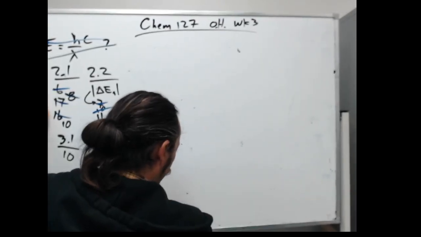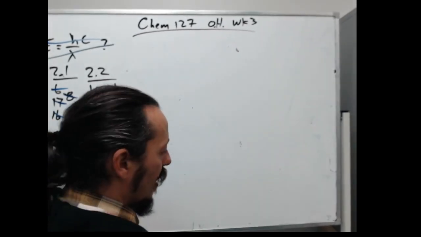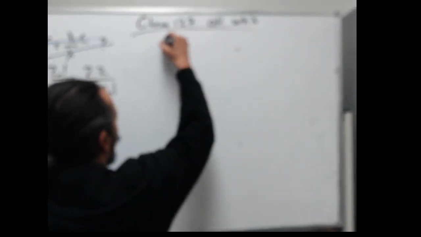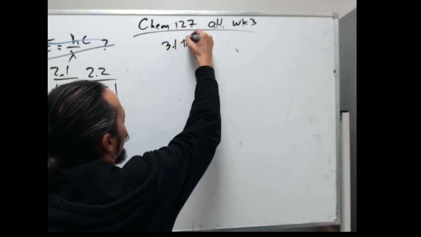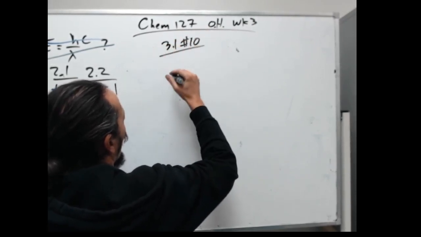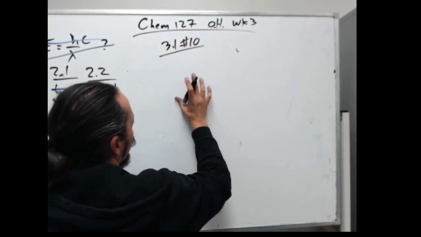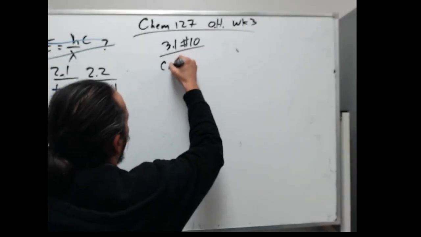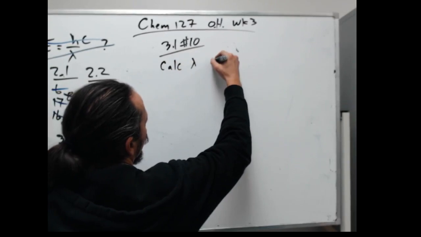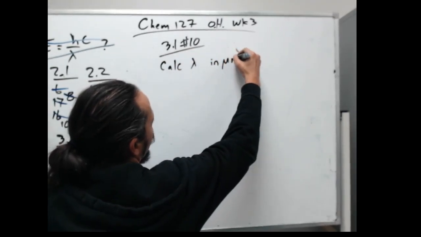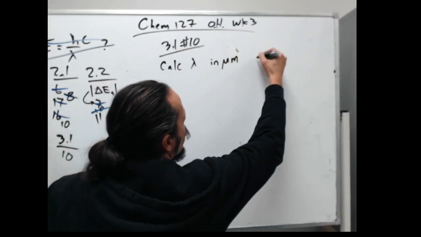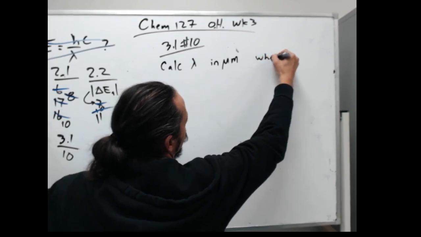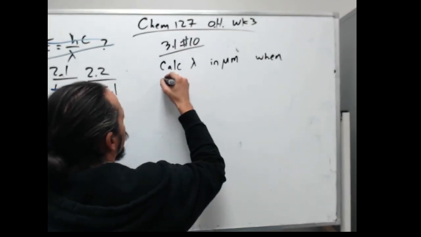Okay, so this one has pretty specific wording. Calculate the wavelength in, I think it's micrometers, of a photon that is produced when an electron in a hydrogen atom drops from n equals 8 to n equals 4.